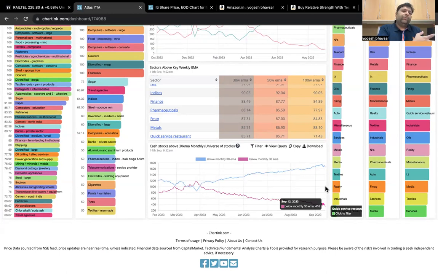So you can start booking profit, and you can start staying in cash, and slowly you start. Then when it's again going in the opposite direction, you come to know that the money is flowing in, and you can time the market again. So this is the entire story of my dashboard. I hope that you will make good use of it.